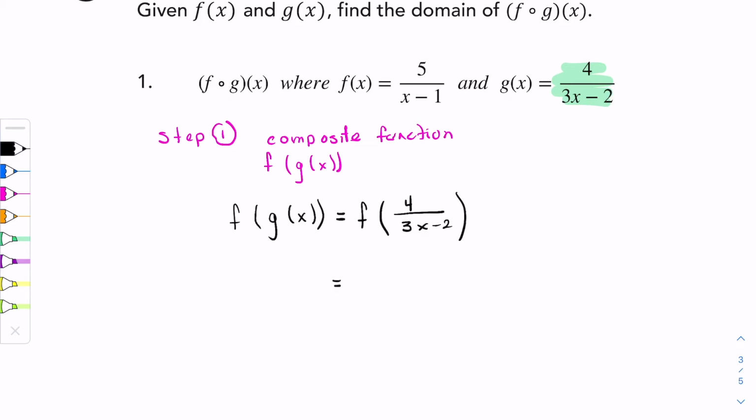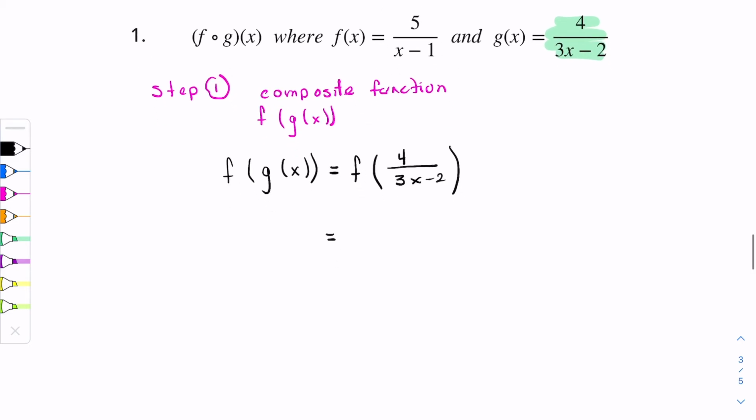When we evaluate the f function at this value, we have 5 over, instead of writing x at this point, we're replacing x with our composite function. So we are going to have a new denominator of 4 over 3x minus 2 minus 1.